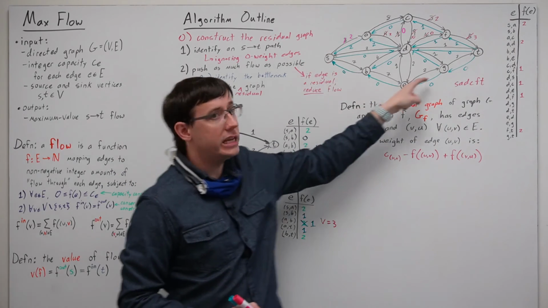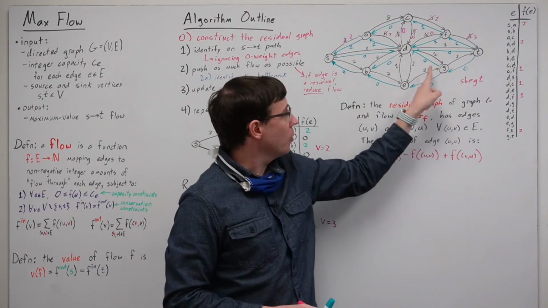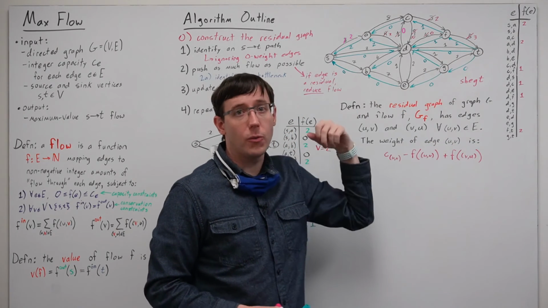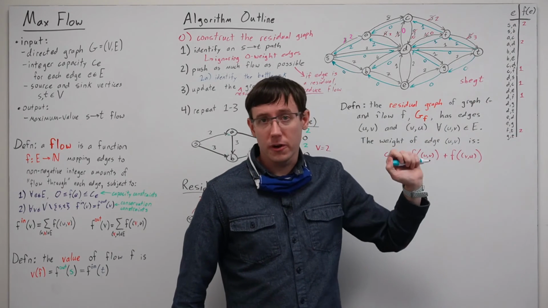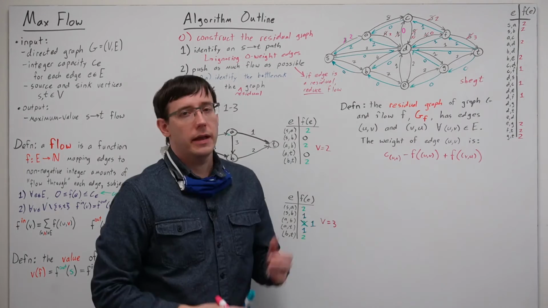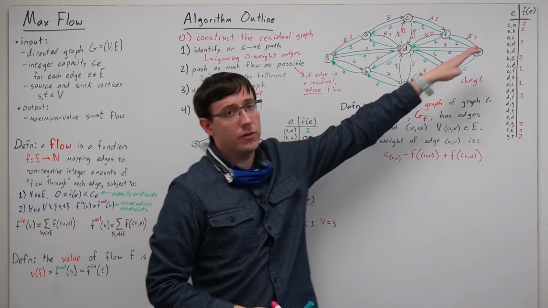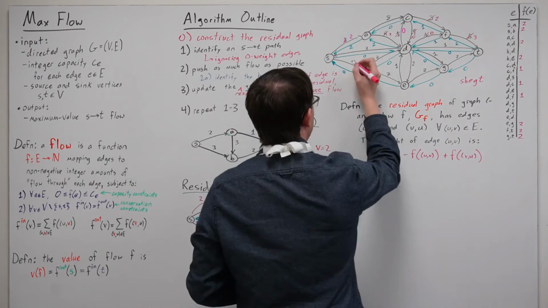Suppose we find S, B, E, G, T. Along this path, our bottleneck is 2, so we will push 2 units of flow and update our flow table accordingly. And now we have to reduce the forward capacities and increase the backward capacities.